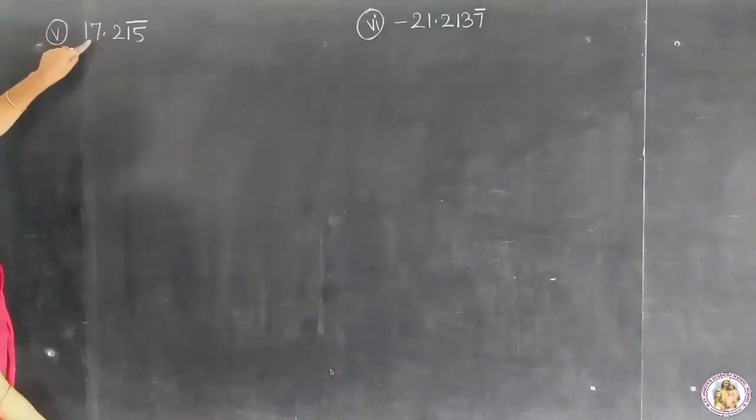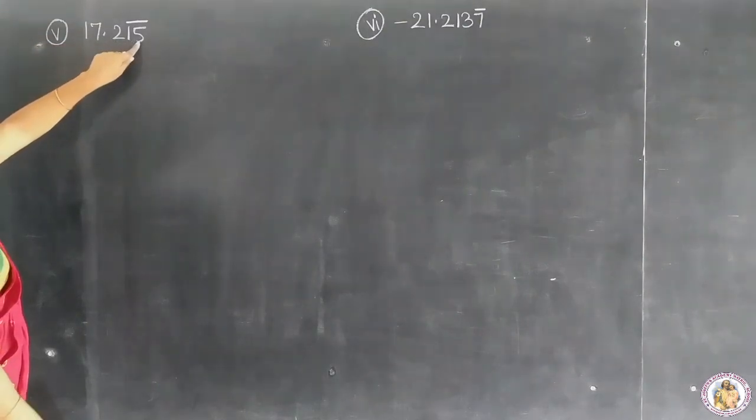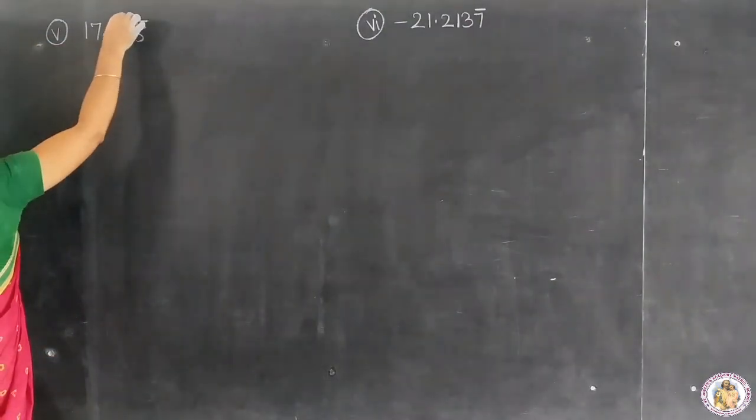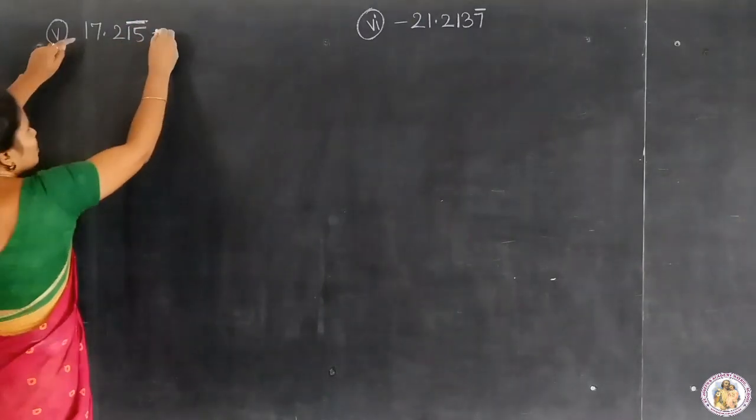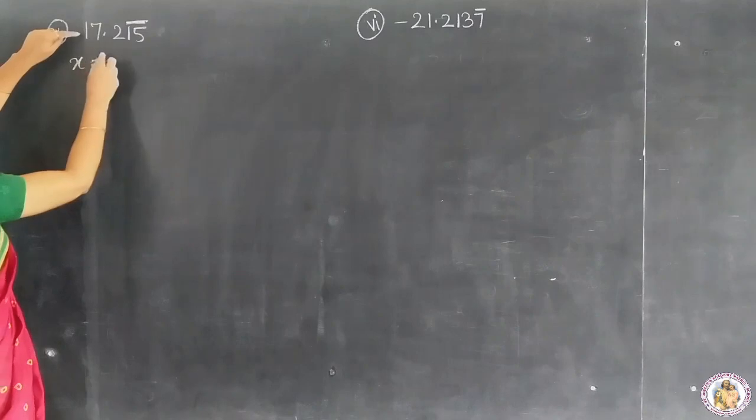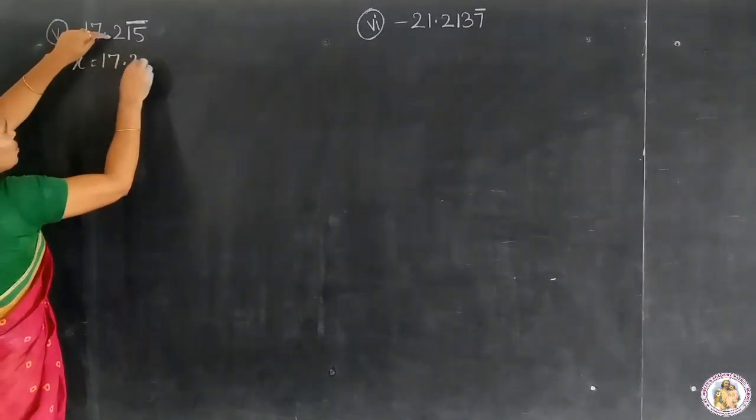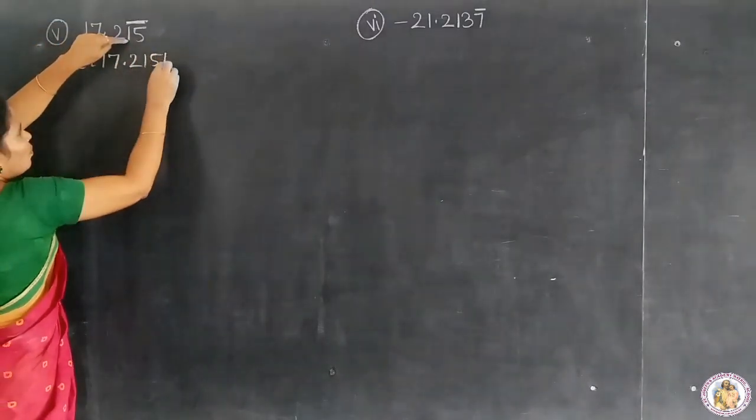Question number 5, 17.215. Here only 15 is given in bar, so you have to repeat only 15. So taking x is equal to 17.215.